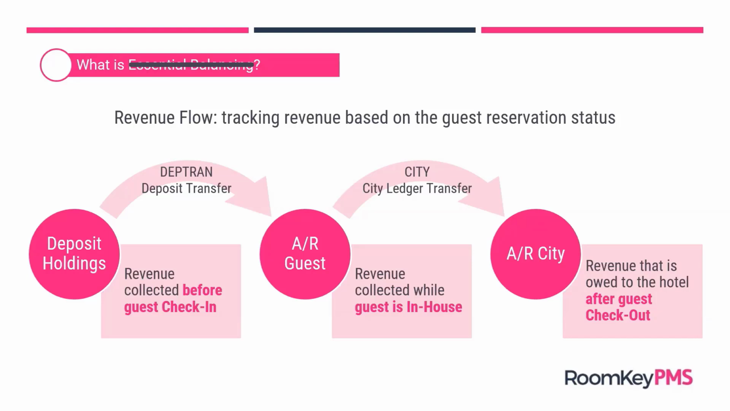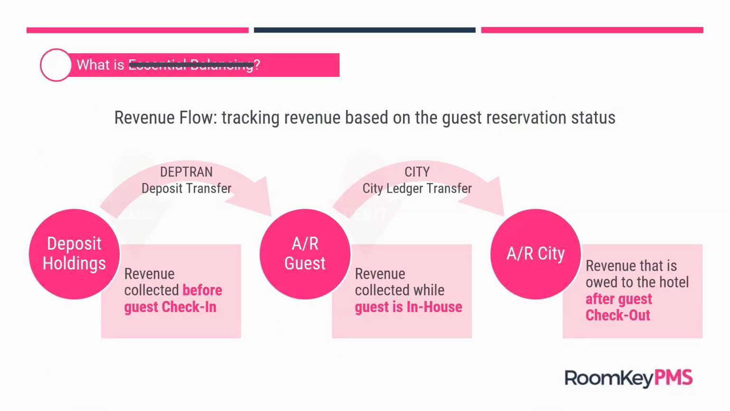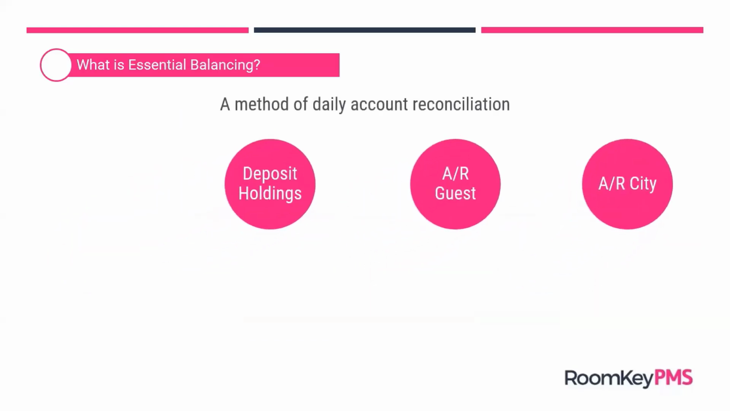So throughout the day, guests are checking in, checking out, we're taking payments and transferring charges. So revenue is constantly flowing in and out and transferring between these 3 accounts. And because of that, at the end of the day, we need to have a process to verify that the end of day balance or balance out of these 3 accounts is accurate. And that's where essential balancing comes in. This is our method of daily account reconciliation for those 3 receivable accounts listed here: deposit holdings, AR guest, and AR city.